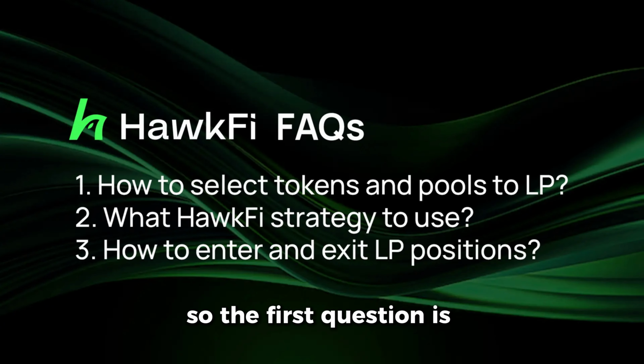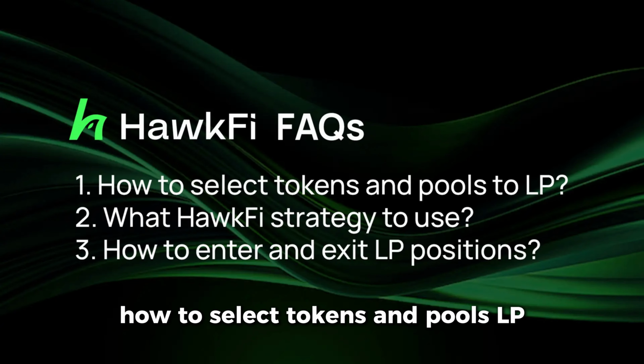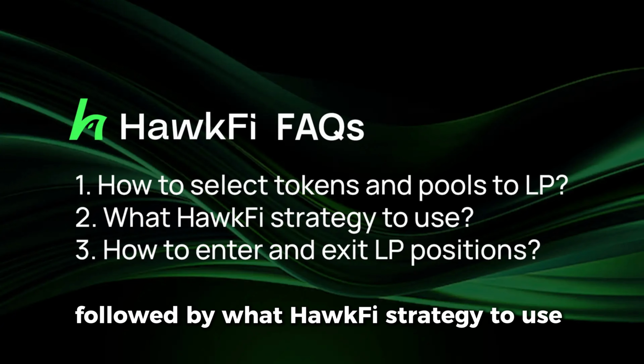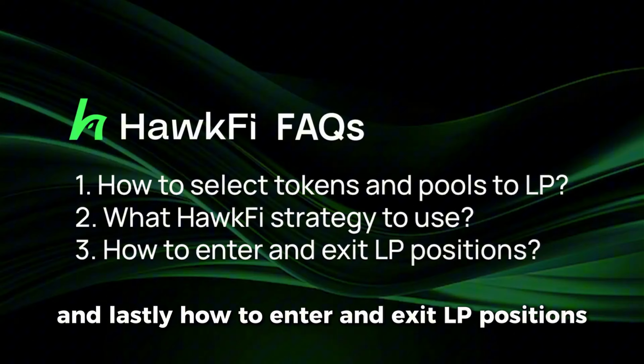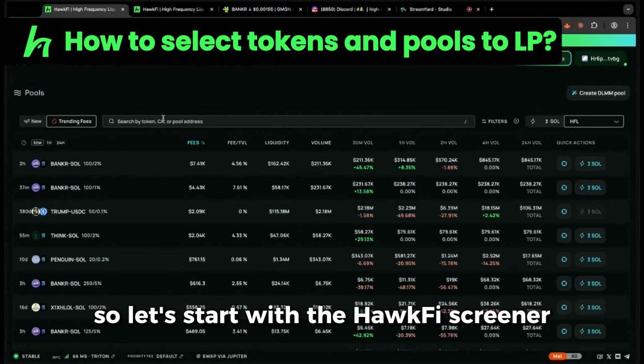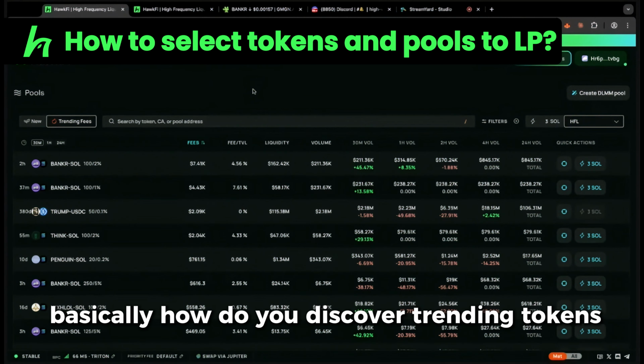So the first question is, how to select tokens and pools to LP? Followed by what HawkFi strategy to use, and lastly, how to enter and exit LP positions. So let's start with the HawkFi screener. Basically, how do you discover trending tokens?